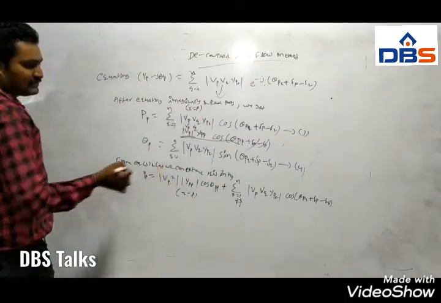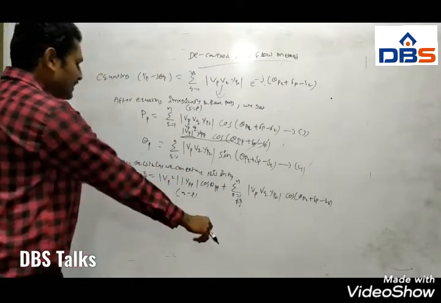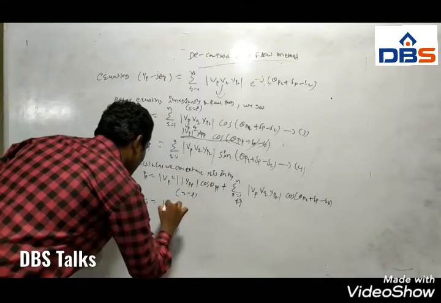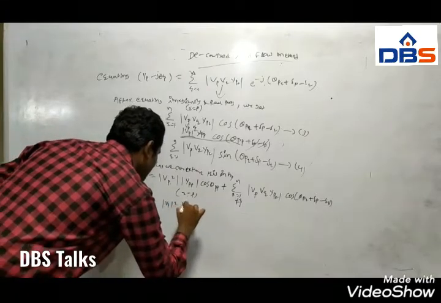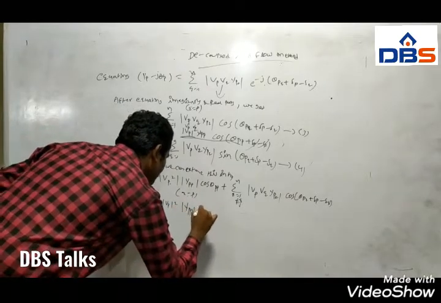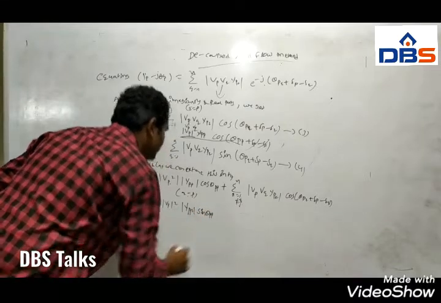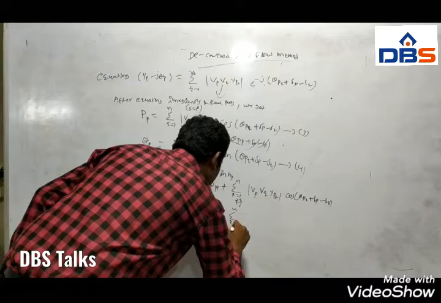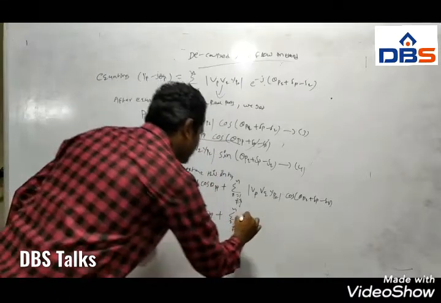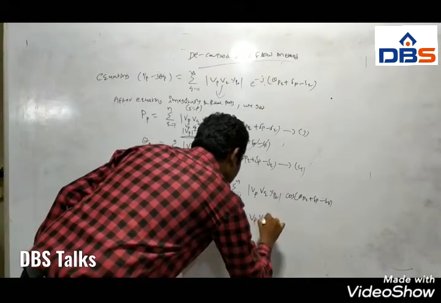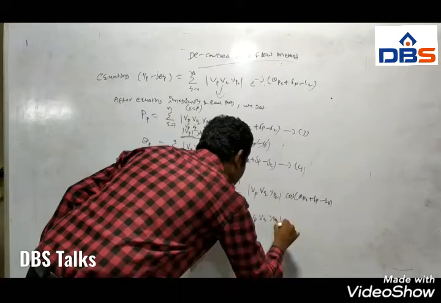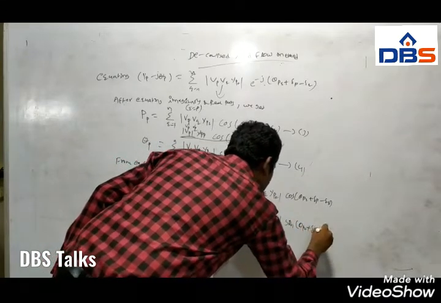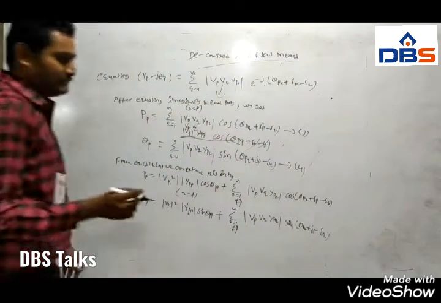So here I am taking this one. After that, similarly for reactive power also, Qp is equal to, same as before, |Vp|² Ypp sin θpp plus the summation over q equal to 1 to n, q not equal to p, |Vp||Vq||Ypq| sin of (θpq + δp − δq).